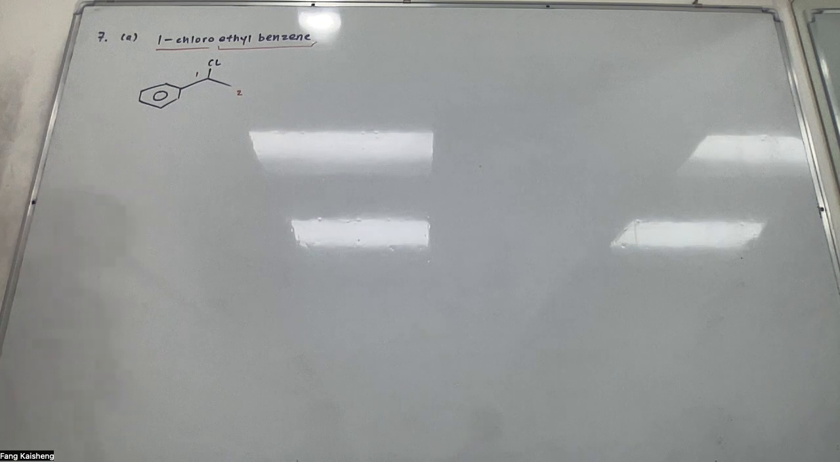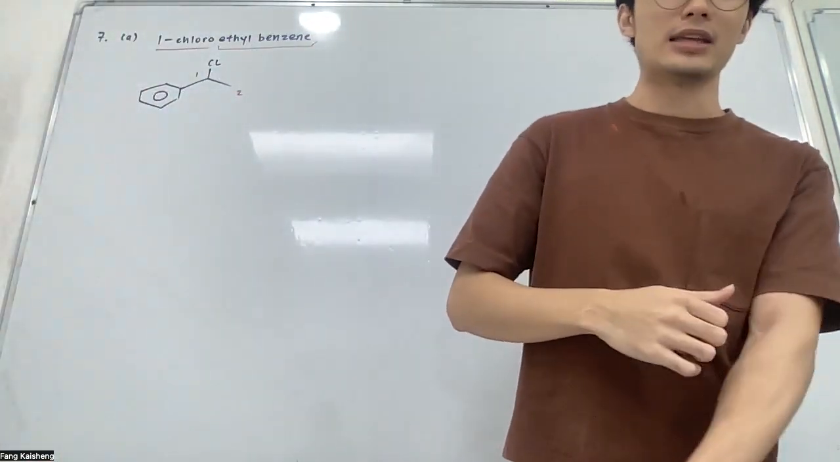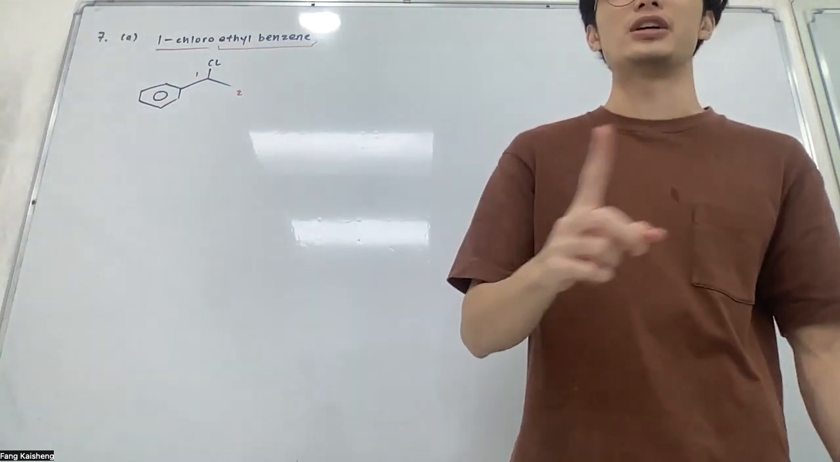Once you have drawn this out, I want you to draw the mechanism for this. They ask you to outline the mechanism and explain how the racemic mixture is produced.